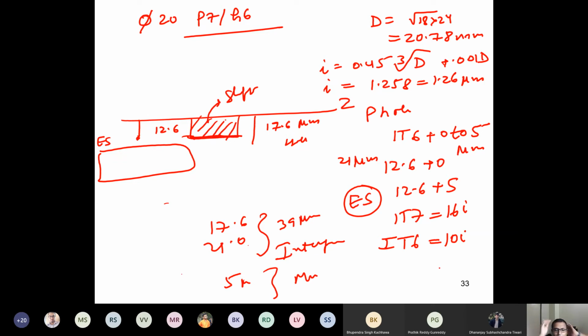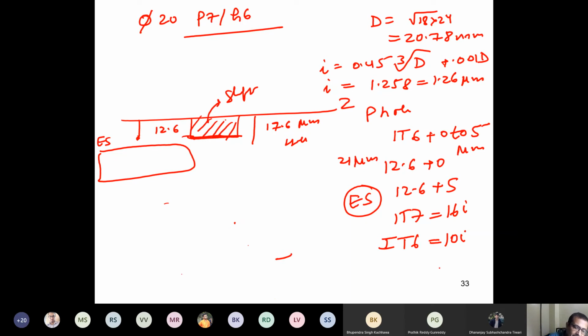Anybody? What kind of fit is this? What did you call this? Will you call this interference, or what will you call this fit? That's my question. It's interference in all conditions, but if you are just flush, imagine I make the biggest hole and smallest shaft. In that case, what will happen?